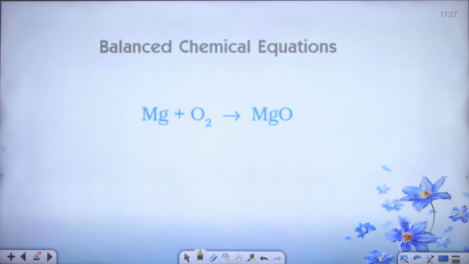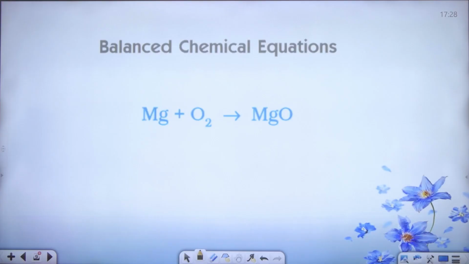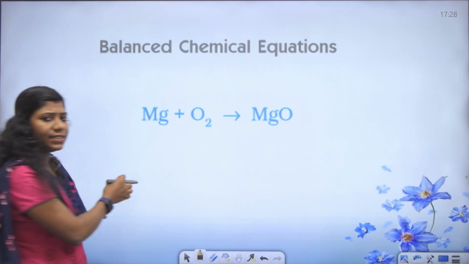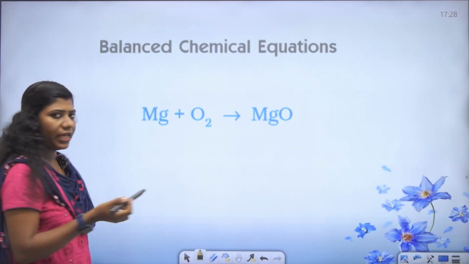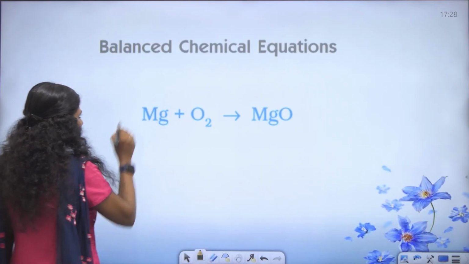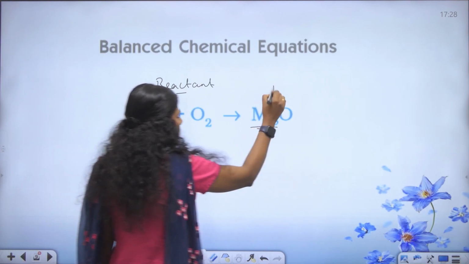Next one, balanced chemical equation. Is this equation balanced or unbalanced? Balanced equation means the total number of each atom on the reactant side is equal to the total number of each atom on the product side. If the numbers are not equal, that equation is not balanced. We will check. Here this is the reactant side and MgO is the product.